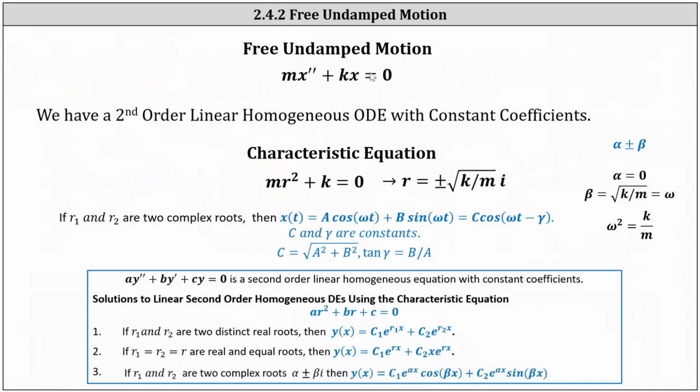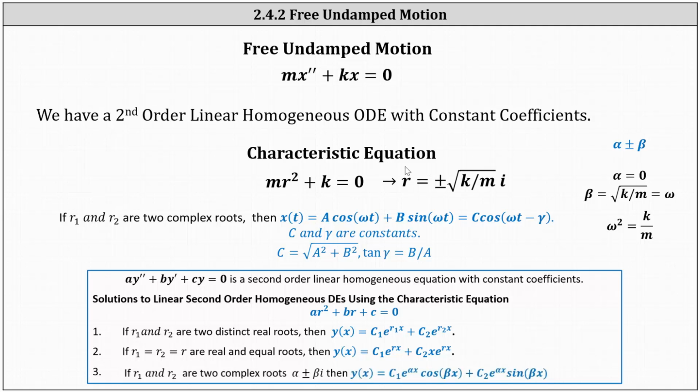Notice the free undamped motion differential equation is a second-order linear homogeneous ODE with constant coefficients, which we already know how to solve using a characteristic equation. The corresponding characteristic equation is m r squared plus k equals 0. Solving for r, we would subtract k on both sides, and then divide both sides by m, and finally take the square root of both sides of the equation, giving us r equals plus or minus the square root of k divided by m times i.